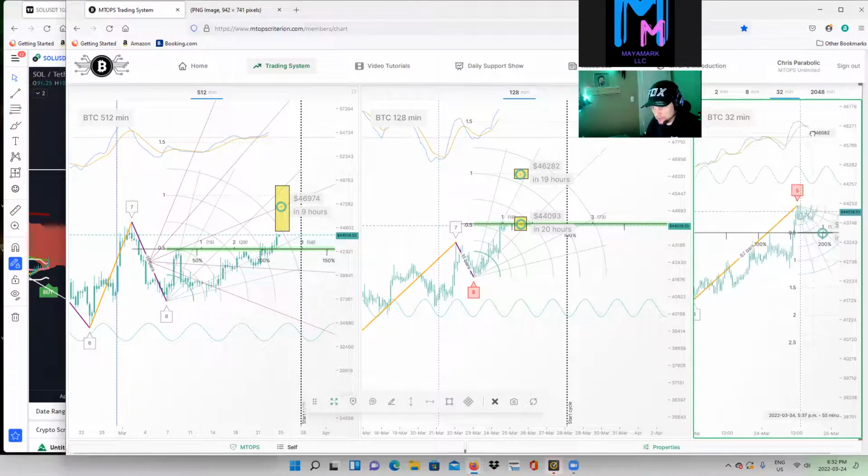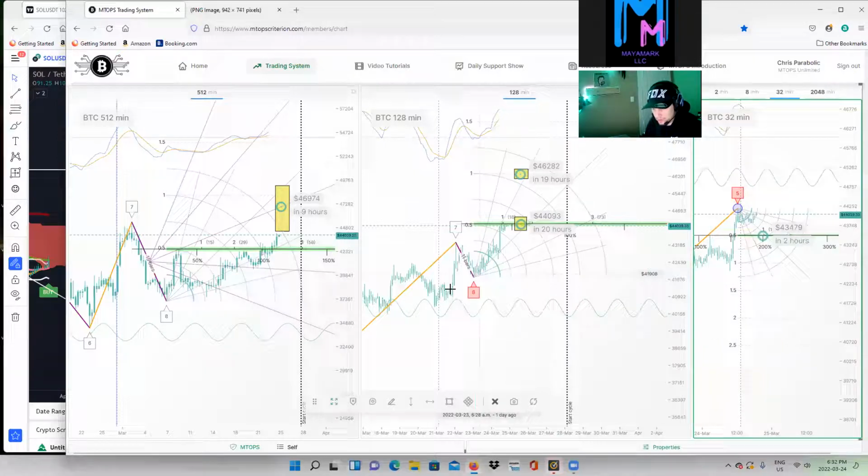We hit our forecast this morning. So our forecast was much higher. I just wasn't paying attention to the 32 because I'm stuck in my trades. And that's good. I want to be stuck in my trades. I want to see what that looks like before we get a rejection.